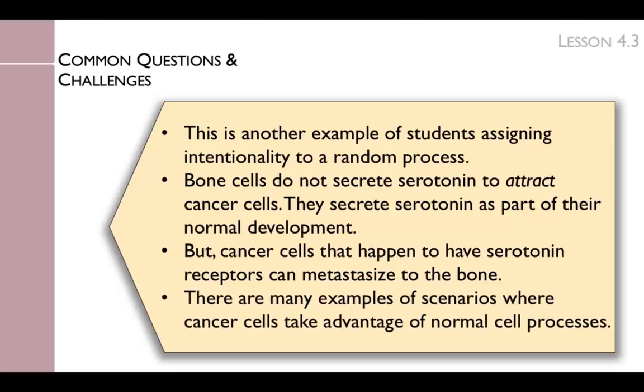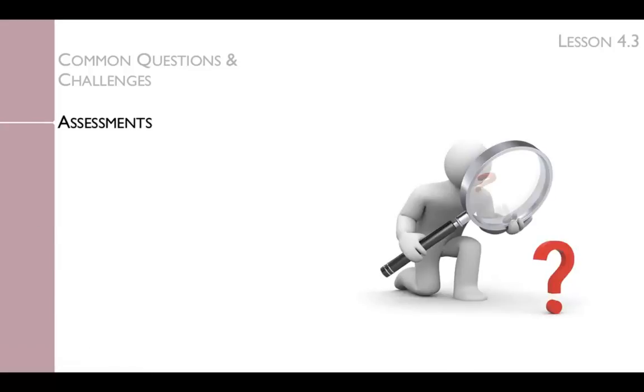There are many examples of scenarios where cancer cells take advantage of normal cell processes. At the end of the lesson, collect the lesson worksheets to assess students' explanations of why certain sites are preferential sites for metastasis.